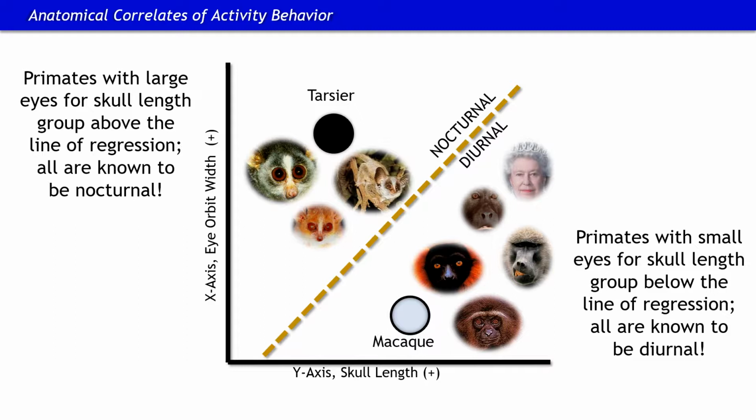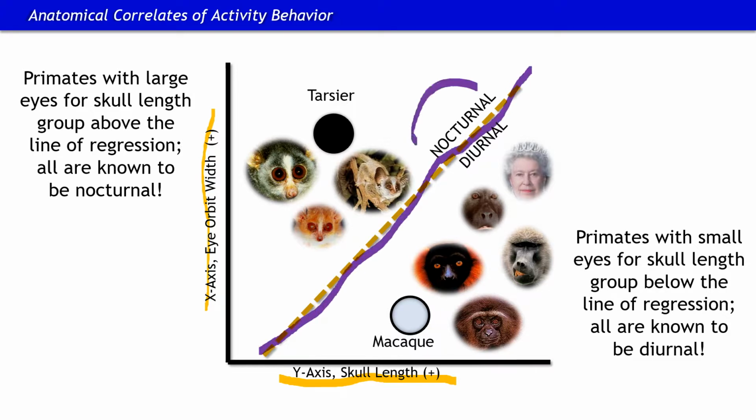So now what you do once you get that sort of measurement is you take primates with known behavioral adaptations, you measure out the eye orbit on skull length, and you plot it on a graph. So we have eye orbit width up this way, on skull length going down this way. And anything that is above this line of regression right here is nocturnal, and anything below it is diurnal. All right, so what does this mean to us?